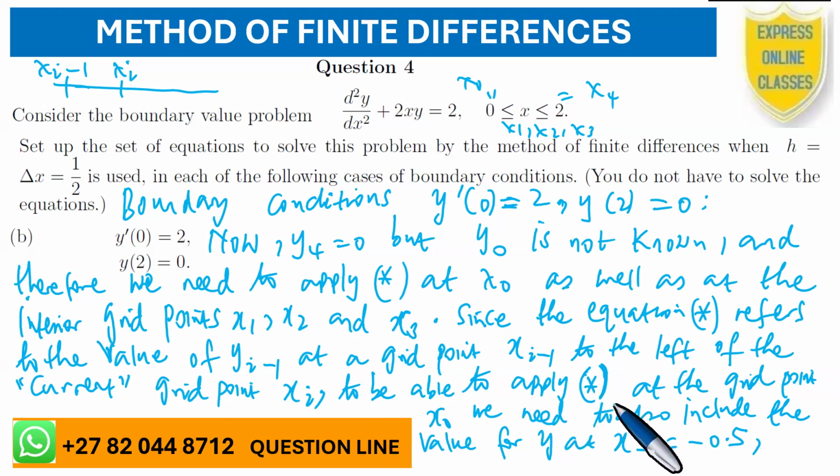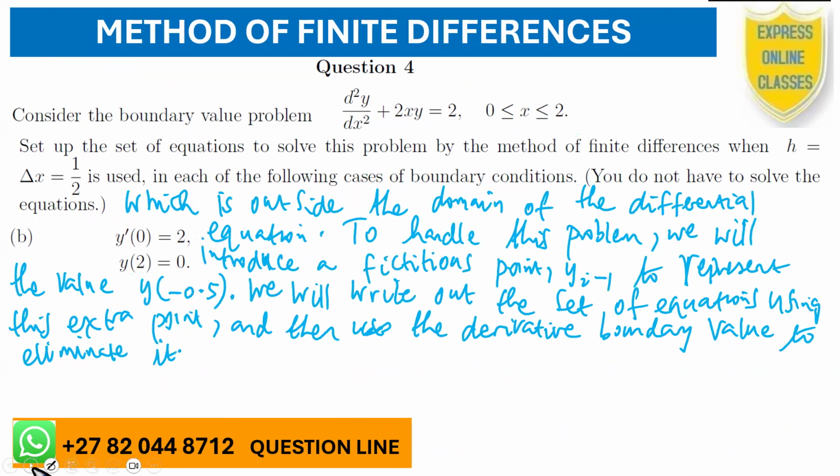To be able to apply star at the grid point x0, we need to include the value of y to the left. So with i equal to 0, we would get x subscript minus 1. If we move the same distance to the left, because the step size is delta h equals delta x equals 0.5, then moving one step gets us to minus 0.5. That is outside the domain of the differential equation, which is between 0 and 2. So going to minus 0.5 is a small challenge, because we are going outside the interval.